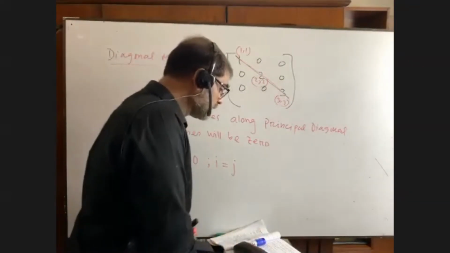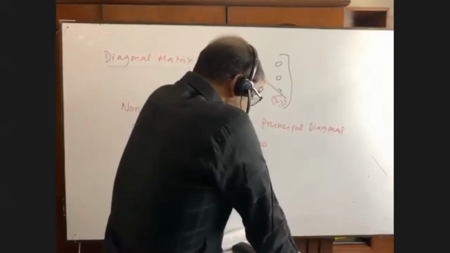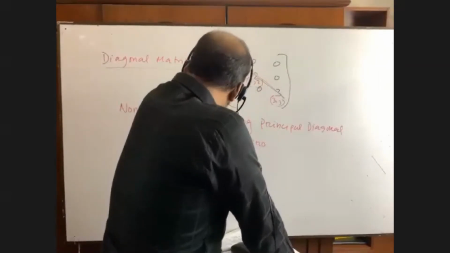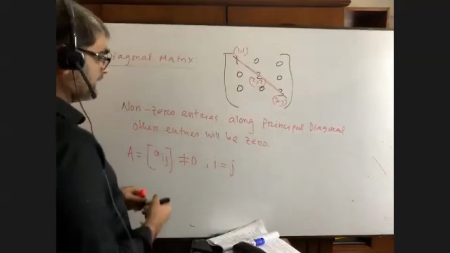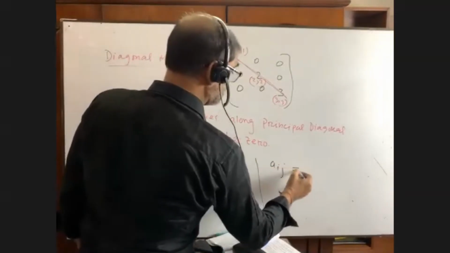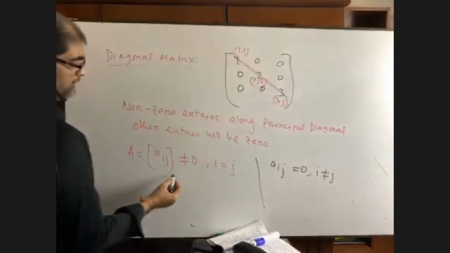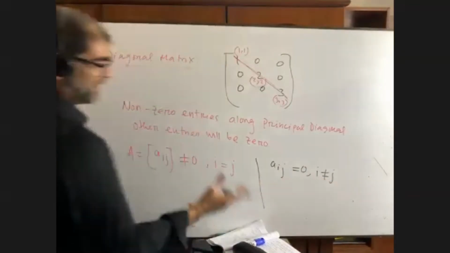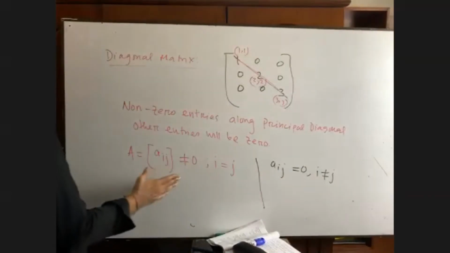When i is not equal to j, it is written that aij equals 0. Some books have written aij equal to 0 where i is not equal to j. Same thing. Here not equal, here equal; here equal, here not equal. Vice versa, you understand? This is also applicable, but the first is the most appropriate.